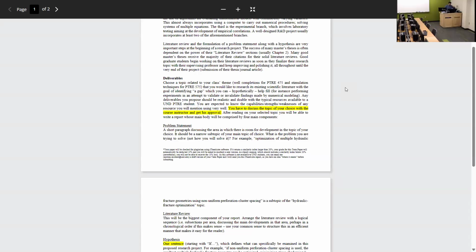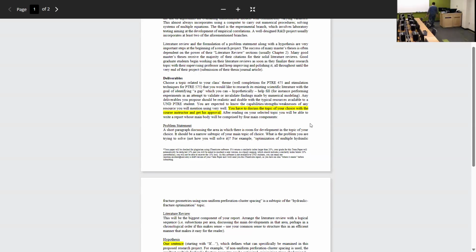What is the problem you are trying to solve? Not how you will solve it. That will come later. For example, optimization of multiple hydraulic fracture geometries using non-uniform perforation cluster spacing. It's a subtopic of the hydraulic fracture optimization topic, a broader topic. So there is hydraulic fracturing, hydraulic fracture optimization, hydraulic fracture optimization with non-uniform perforation cluster spacing or frac stage spacing, etc., etc. We narrow down.